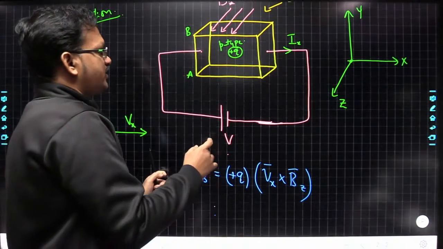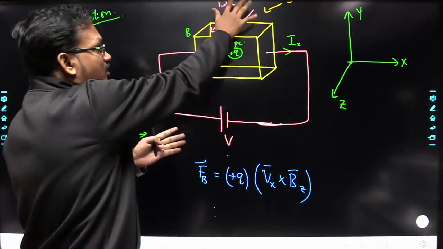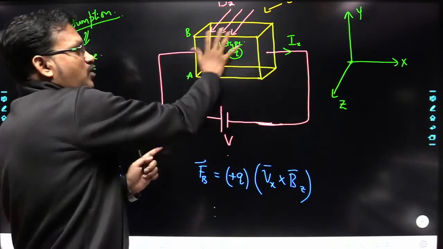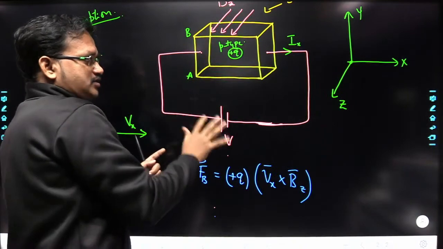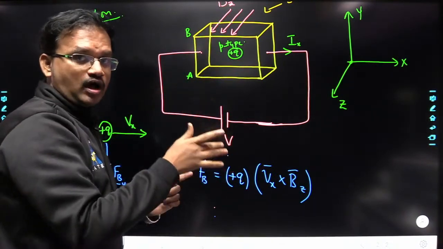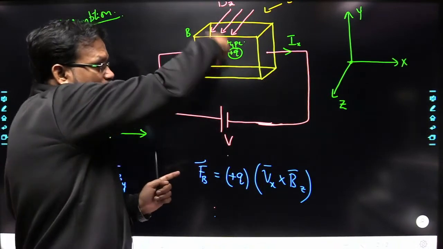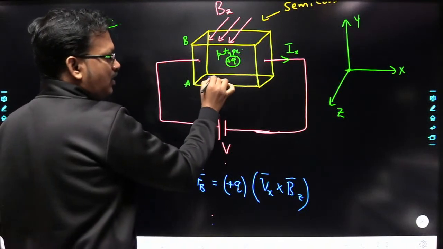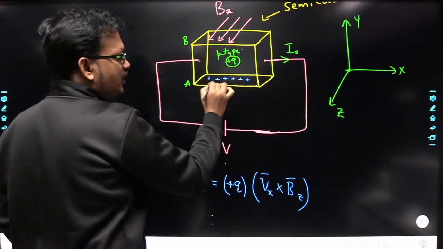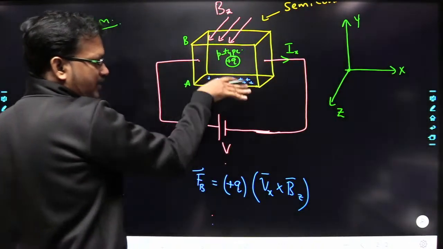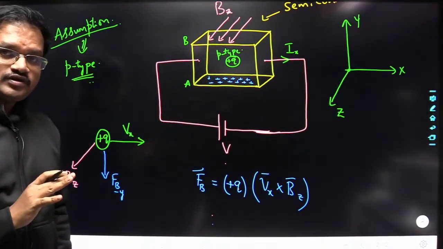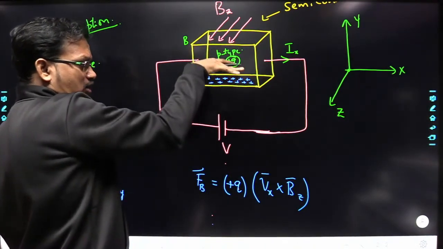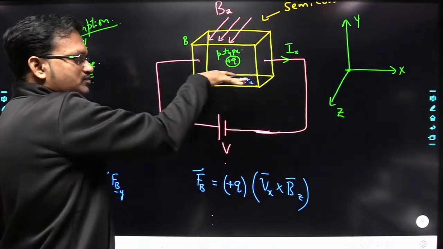So what will happen? All the positive charge carriers are flowing from left to right in this transverse magnetic field. Because of this transverse magnetic field, these moving positive charge carriers are going to experience a magnetic force in downward direction. So all the positive charge carriers will come and accumulate on the bottom surface. Understood?